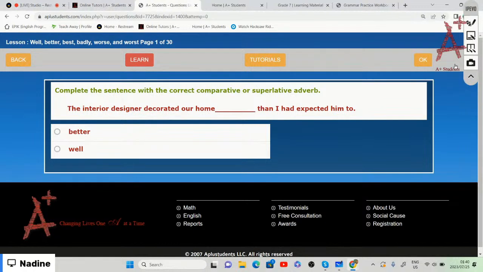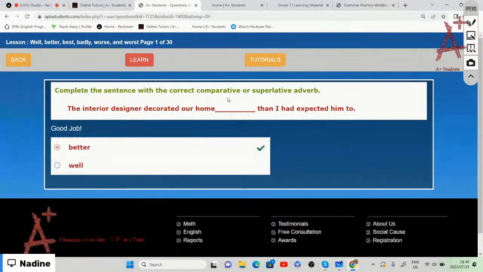All right. If we choose the one, then we can choose the better, right? So the interior designer decorated our home better than I expected him to, right? And that is a comparative adverb or comparative form.